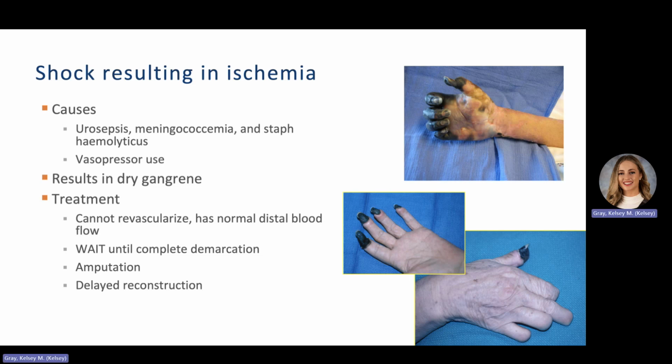Treatment does not involve revascularization as patients have normal distal blood flow. It is very important to wait until complete demarcation, followed by eventual amputation once they've recovered from their illness. Delayed reconstruction is possible with flaps to preserve length, skin grafts for coverage, with the primary goal of preserving motion and function.